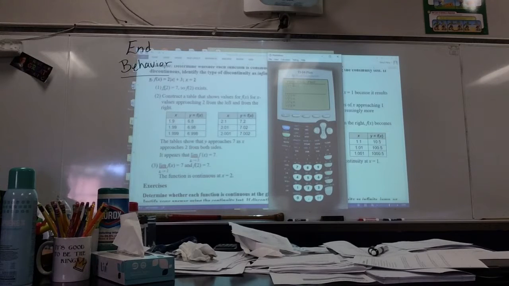Now, I don't know how to put an absolute value. Well, here's how you do it. Math. Scroll over to number, and you see the number 1, it says abs. You hit abs, and now you have the absolute value symbol. And all you have to do is put the x in, all right? Then scroll over, and all you have to do is hit plus 3.